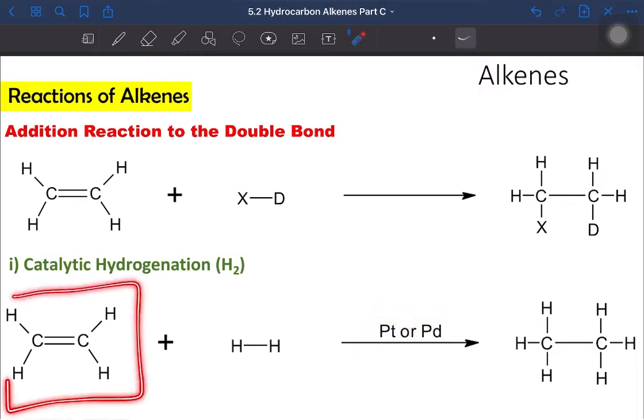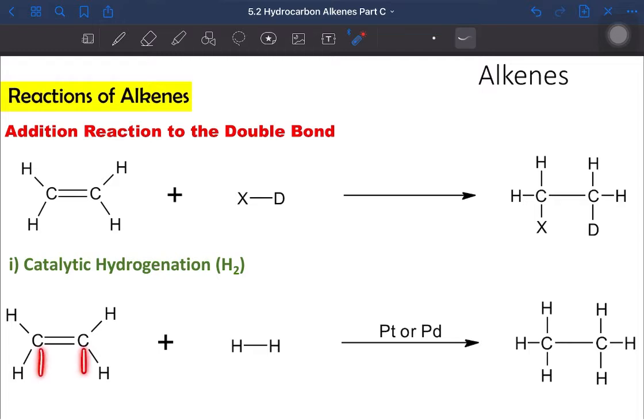We have this alkene here. The pi bond of the double bond will be broken to form two new single bonds here. Each of the two new single bonds here will be bonded to a hydrogen atom from the hydrogen molecule to form a saturated product of alkene.